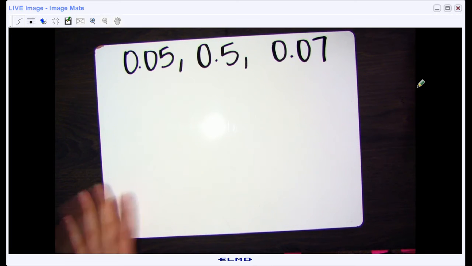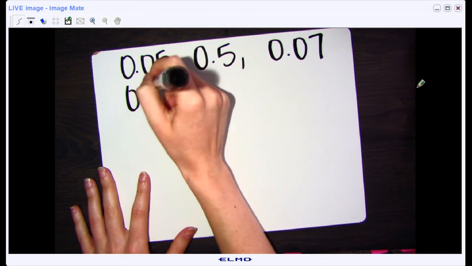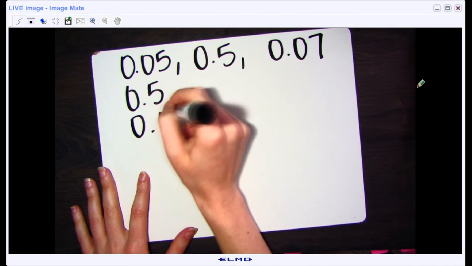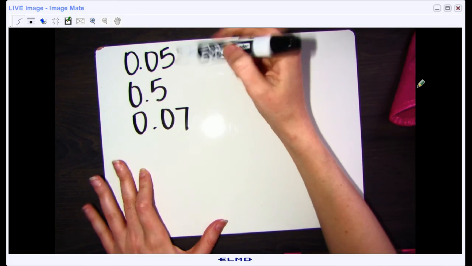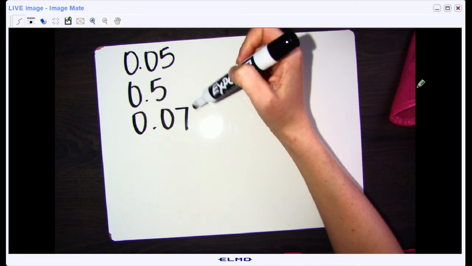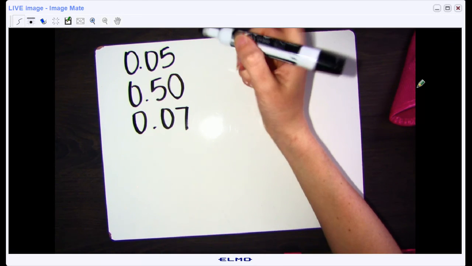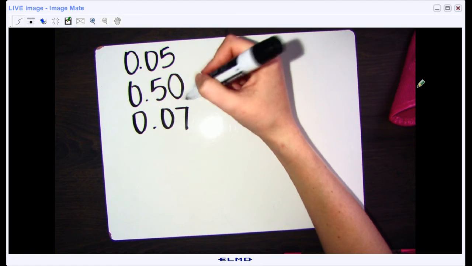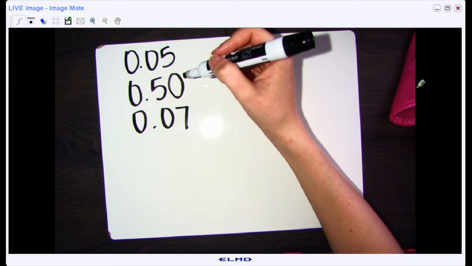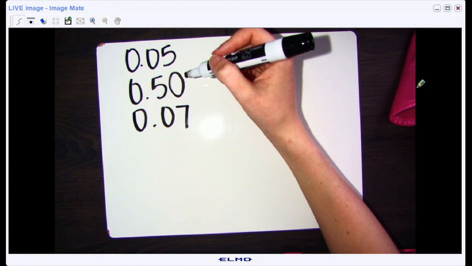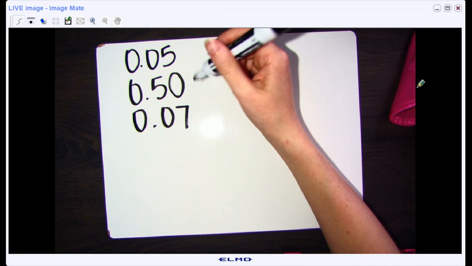So I got 5 hundredths, 5 tenths, and 7 hundredths. So again, I'm going to copy them all down in a column. Because these two numbers down here both have 2 digits, I'm going to do the same thing to this 5, and I'm going to add a 0. Just to make it a little bit easier to see. Like I said, if you can just know that that equivalent number is 50 hundredths, you don't have to write the 0, but I'm going to strongly suggest that you do because it's going to come in handy here pretty soon. So I've got 5 hundredths, 50 hundredths, and 7 hundredths.